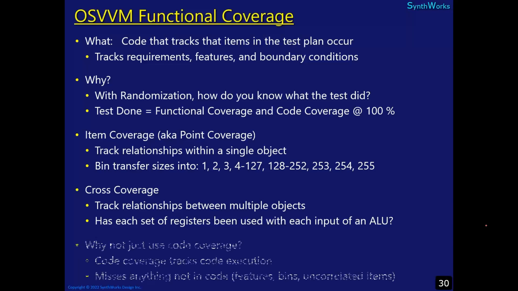Okay. Now, why not just code coverage? Okay, code coverage tracks what's happening in your existing code, but it misses anything that's not in the code. Features, the binning that we're doing above in item coverage, the correlation of the items that we're doing above in cross coverage. Okay, and there's a few other nitpicks that I have about code coverage. But at the end of the day, code coverage is important, because if your code coverage isn't 100%, you haven't done everything. Okay, that it clearly says.